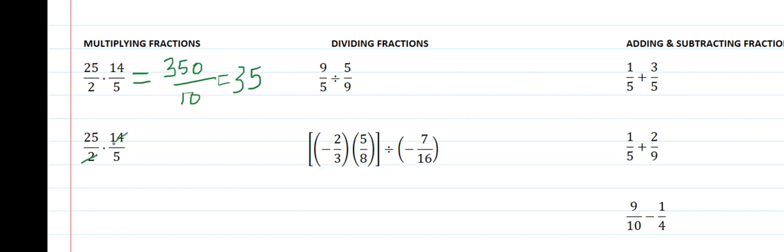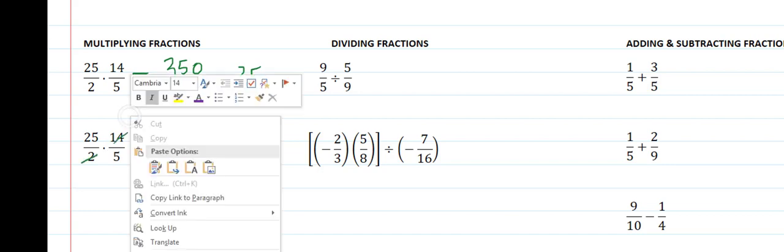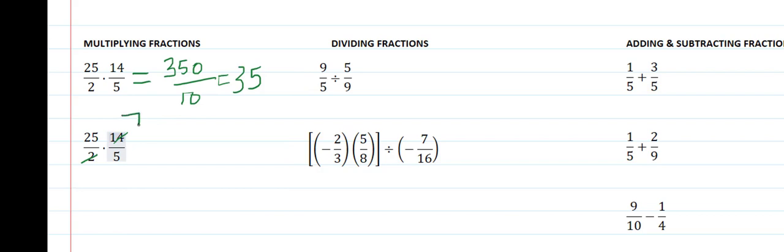Well, I see 2 will go into 14 seven times, and that leaves a 1 there. I see 5 will go into 25 5 times. 5 times 7, 35. And I get the same answer. I just get it faster if I'm having to actually reduce fractions.